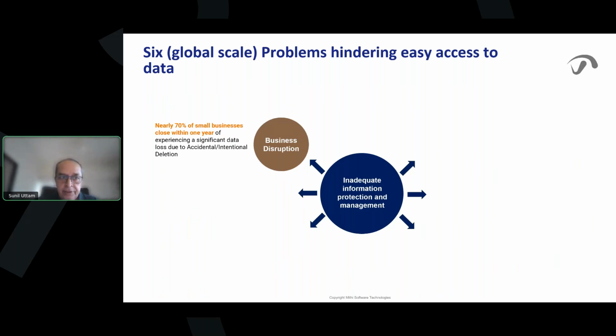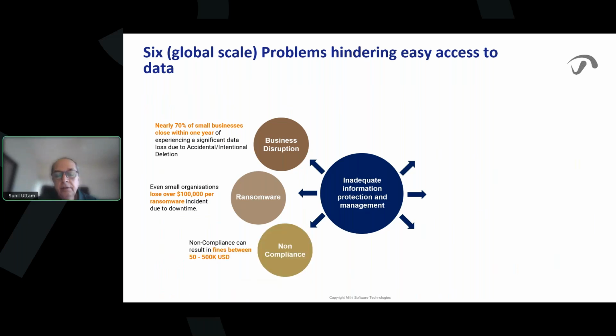accidental or intentional deletion can lead to permanent loss of data. This creates business disruption. It can also cause a business to shut down, right? Serious problem. Ransomware, not much spoken about, but a very serious threat to businesses and data.